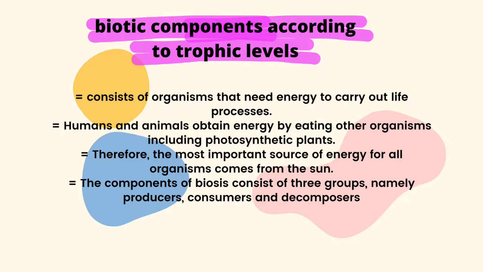Biotic components according to trophic levels consist of organisms that need energy to carry out life processes. Humans and animals obtain energy by eating other organisms, including photosynthesizing plants. Therefore, the most important source of energy for all organisms comes from the sun. The biotic component consists of three groups, which are producer, consumer, and decomposer.